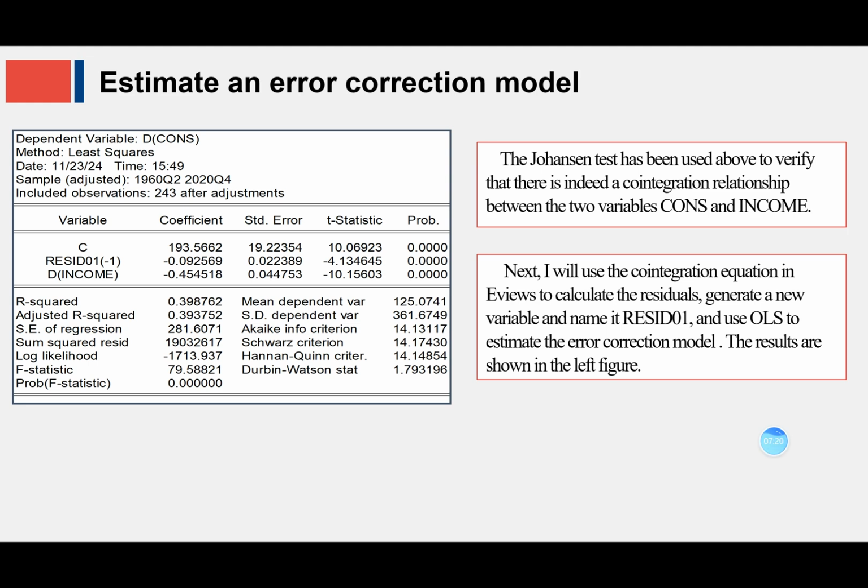The Johansen test has been used above to verify that there is a cointegration relationship between the two variables. Next, I will use the cointegration equation in eViews to calculate the residuals. Generate a new variable and name it resid01, and use OLS to estimate the error correction model. The results are shown in the left figure.